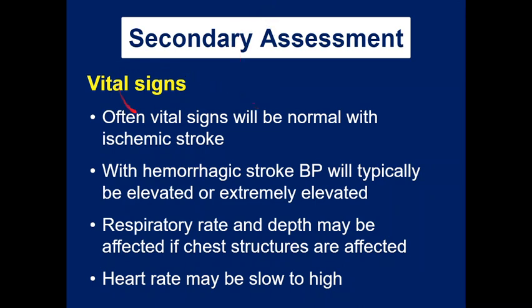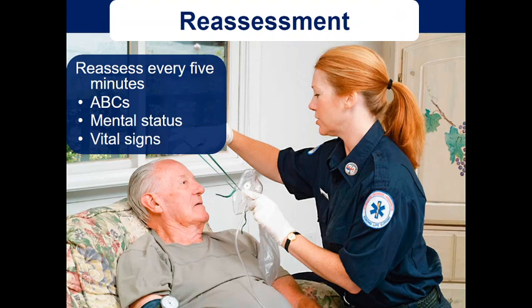Secondary assessment. Often vital signs will be normal. Hemorrhagic stroke might have a Cushing physiology with an elevated blood pressure. All right. Respiratory rate may be affected if the chest muscles are affected. And then heart rate can vary. So you don't frequently get a lot of information from vital signs for this.